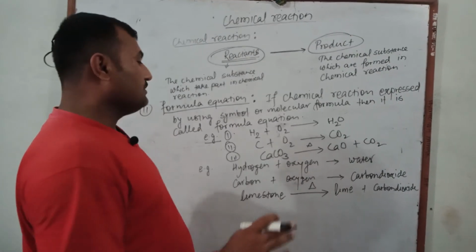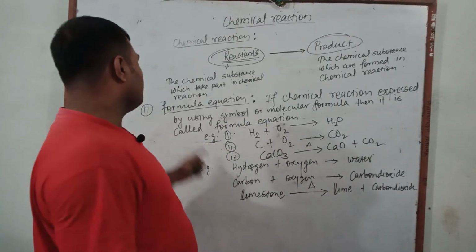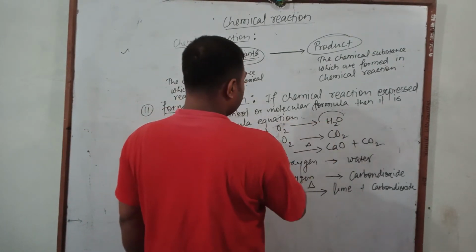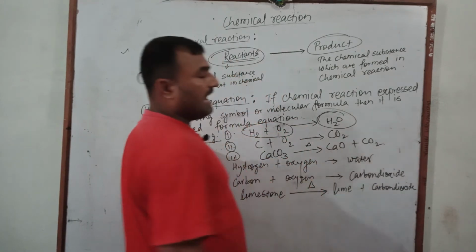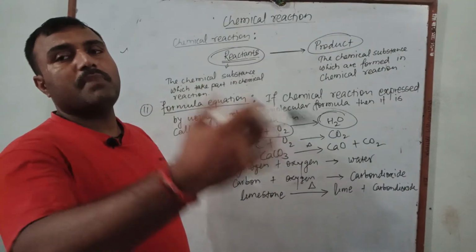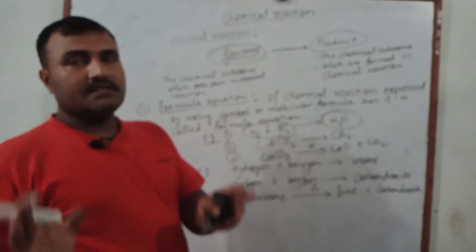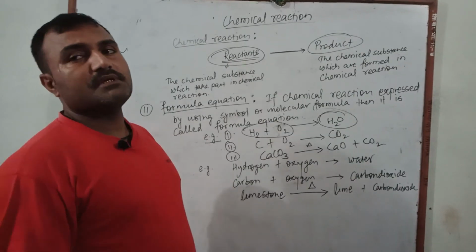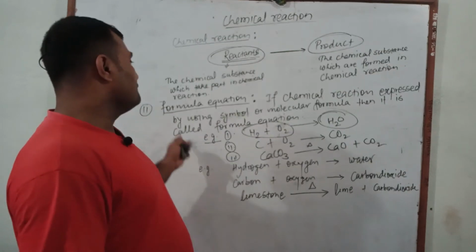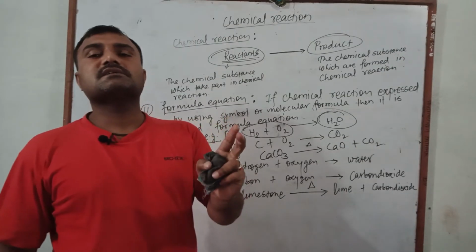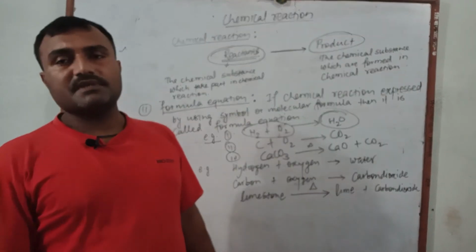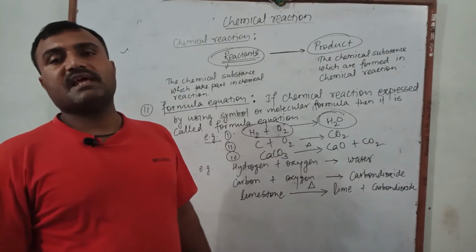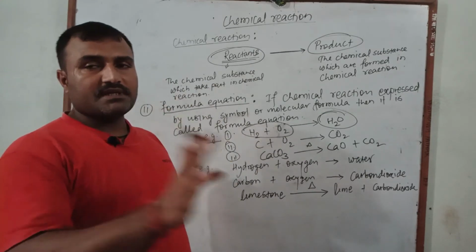And another fact we should know while writing a formula equation: if the number of reactant atoms and product atoms are equal, then it is called a balanced equation. And if these reactant atoms and product atoms are not equal, then it is called an unbalanced chemical equation. Always we use a balanced chemical reaction to express any kind of chemical change. If we find it unbalanced, then we balance it. And then only we use it to represent the chemical reaction.